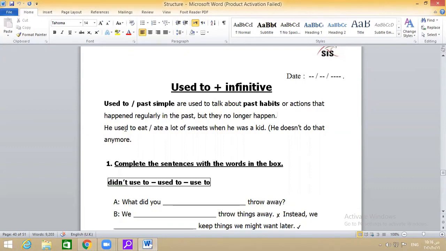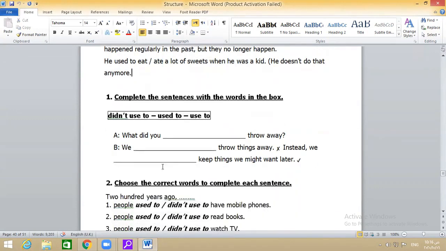Like he used to eat a lot of sweets when he was a kid, or he ate a lot of sweets when he was a kid. This means that he doesn't do that anymore. So I use used to plus the infinitive or the regular past simple to talk about past habits or actions that happened regularly in the past. The explanation is so easy, as you can see, because the lesson is so simple. Now let's go to the exercises.